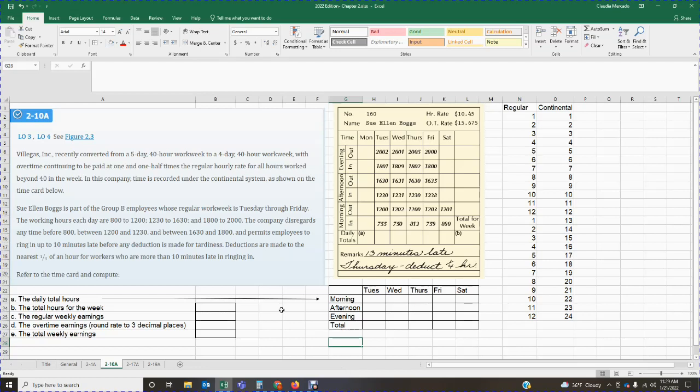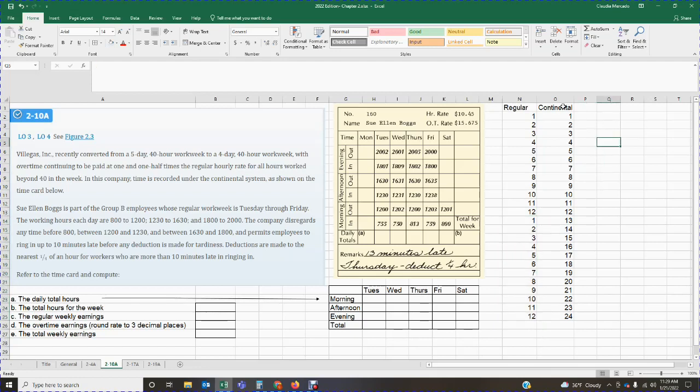Now, what's the difference between the continental and our regular system? Here in the United States, we clock in based on 12 hours. So we go from 1 to 12. If we go into work at 8 in the morning, we usually work from 8 to 12, and then we start back at 1. Okay, so then it's 1 through 12.